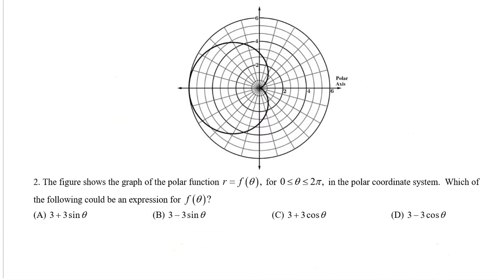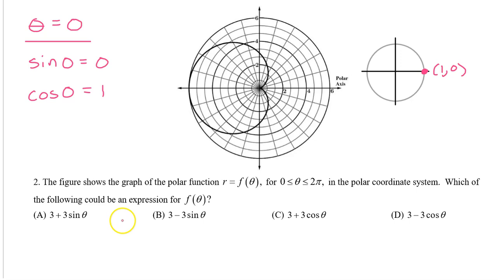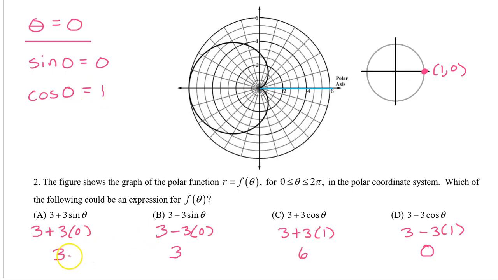try. Number 2. The figure shows the graph of the polar function r equals f of theta on the interval from 0 to 2 pi in the polar coordinate system. Which of the following could be an expression for f of theta? Let's see how many options we can eliminate by letting theta equal 0. The sine of 0 is 0 and the cosine of 0 is 1. These are the values of the four options when theta is equal to 0.